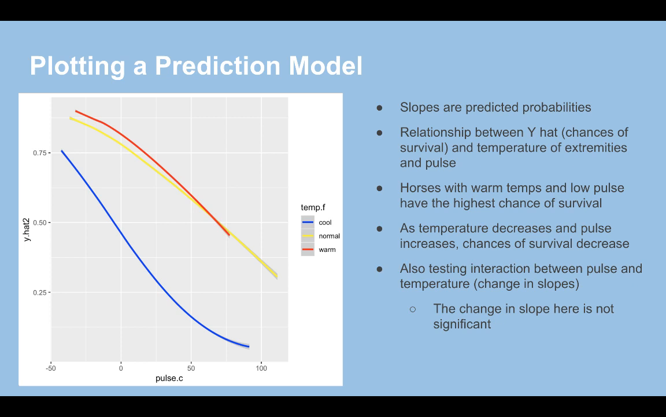So as you can see, horses with warm temperatures and low pulse have the highest chance of survival. And as temperature decreases and as pulse increases, our chances of survival for the horse will decrease. So the probability for survival is much lower for horses with a high pulse who have low temperatures. And as you can see, we've also run this on our model that has an interaction. So we're looking for changes in slopes, but we did not have a significant interaction effect. So the change in slope here is really not significant.